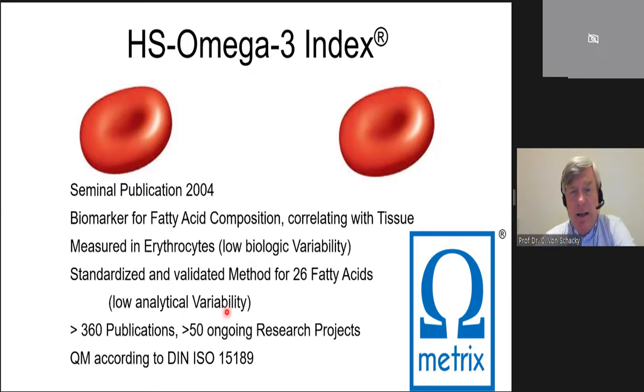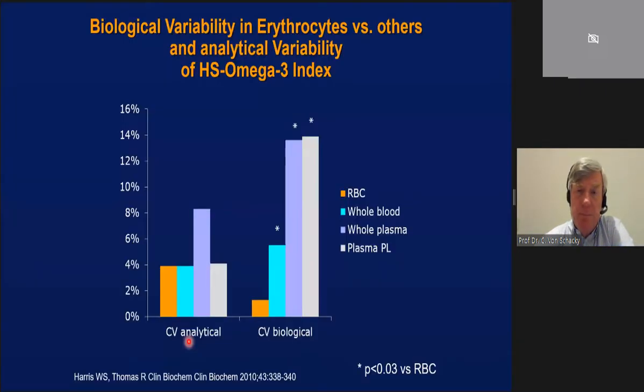We have a standardized and validated method for 26 fatty acids, and we start learning more and more about each and every fatty acid that's present in the cell membrane. And we have now 360 publications based on our method, which is the largest database for any fatty acid analytical method. And the trick is the low biological variability. Whole blood is half red cells and half plasma, larger biological variability. And in plasma or in plasma phospholipids, the biological variability is much larger.